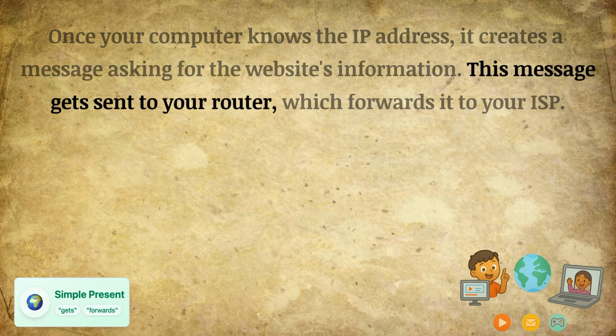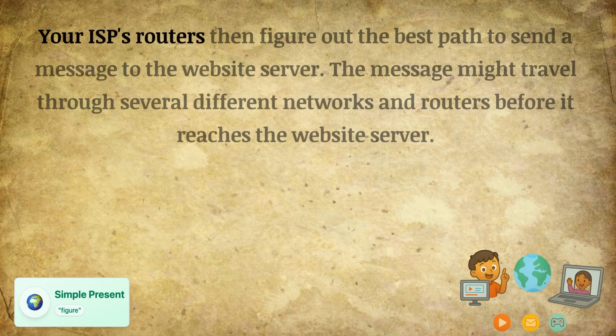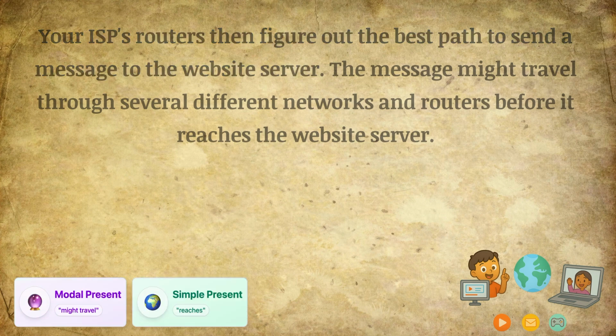This message gets sent to your router, which forwards it to your ISP. Your ISP's routers then figure out the best path to send the message to the website server. The message might travel through several different networks and routers before it reaches the website server.